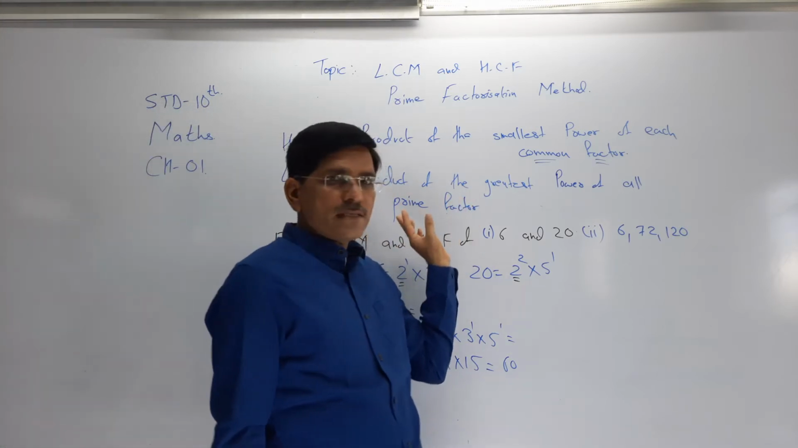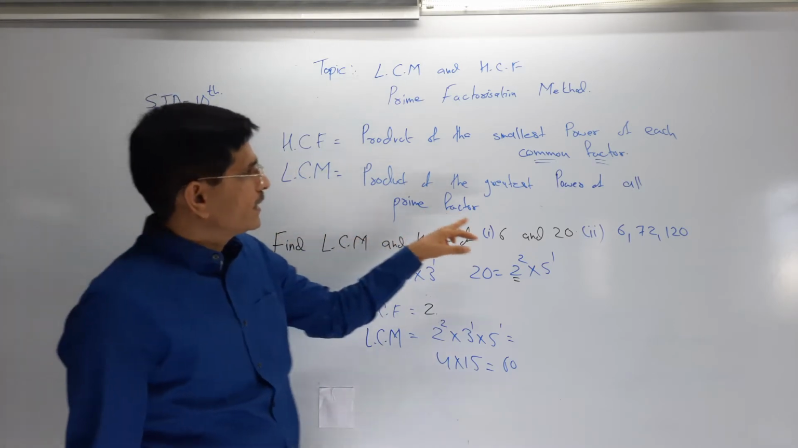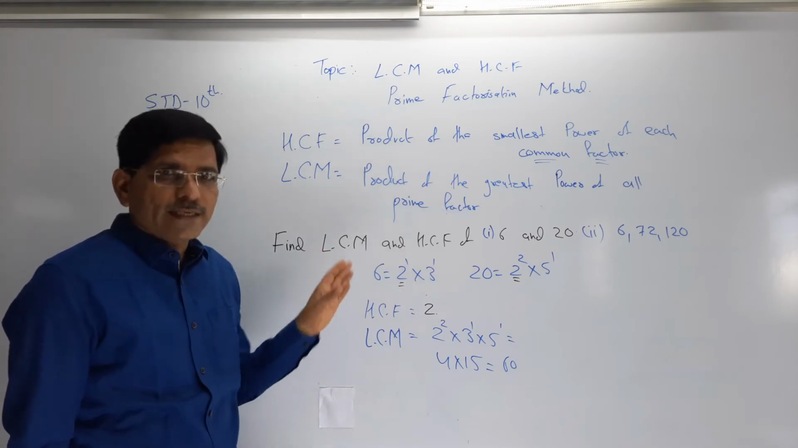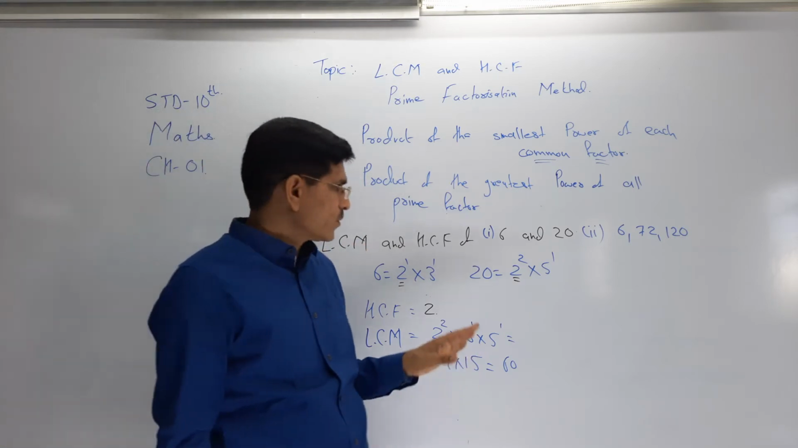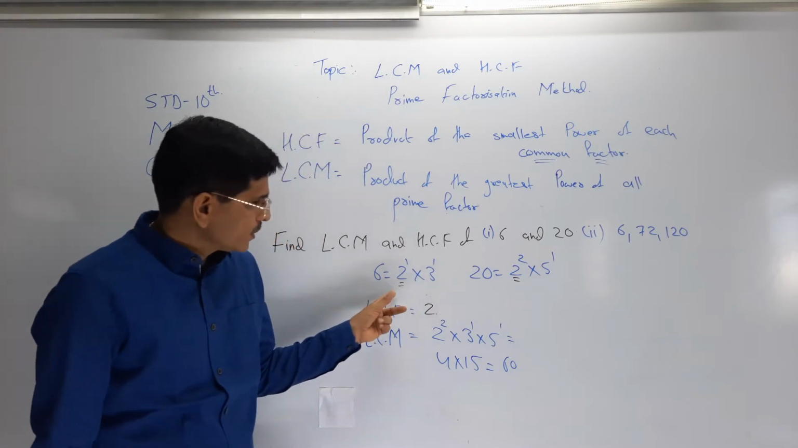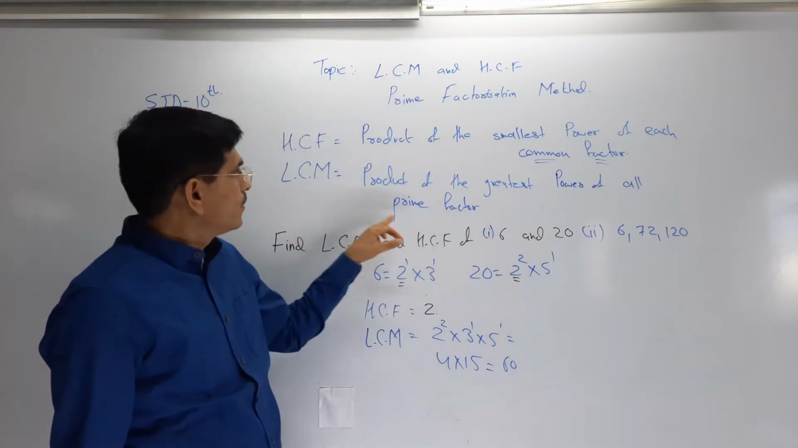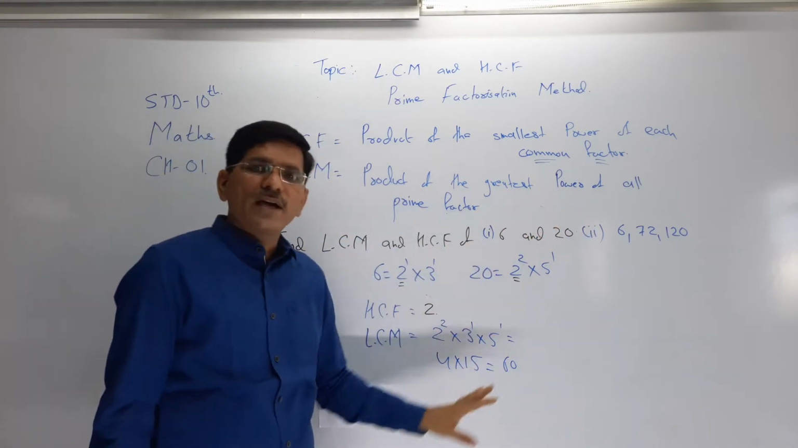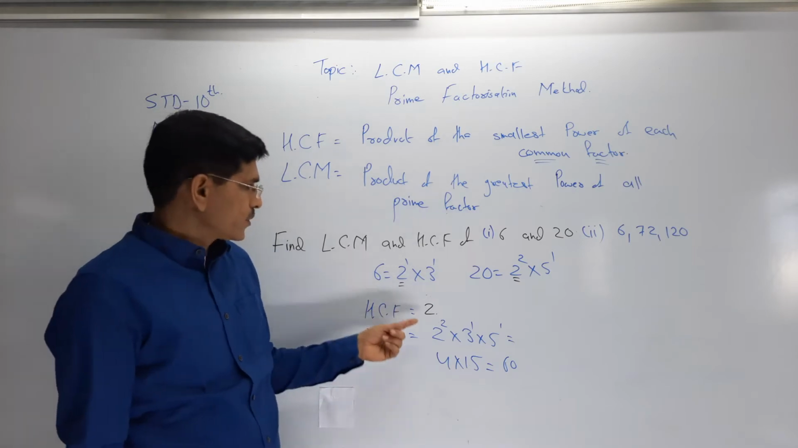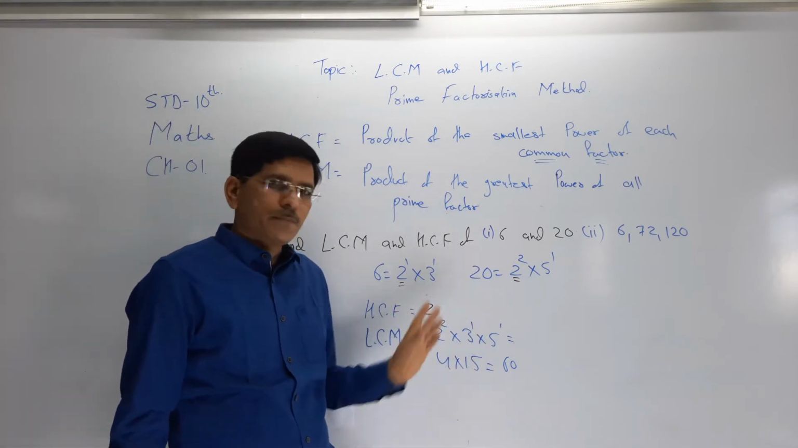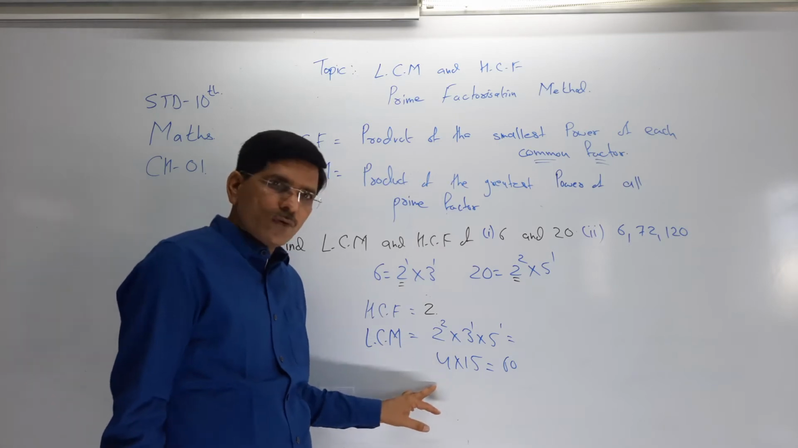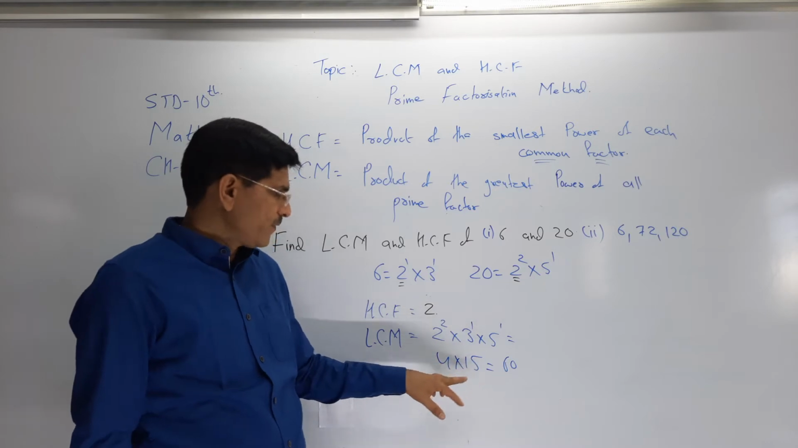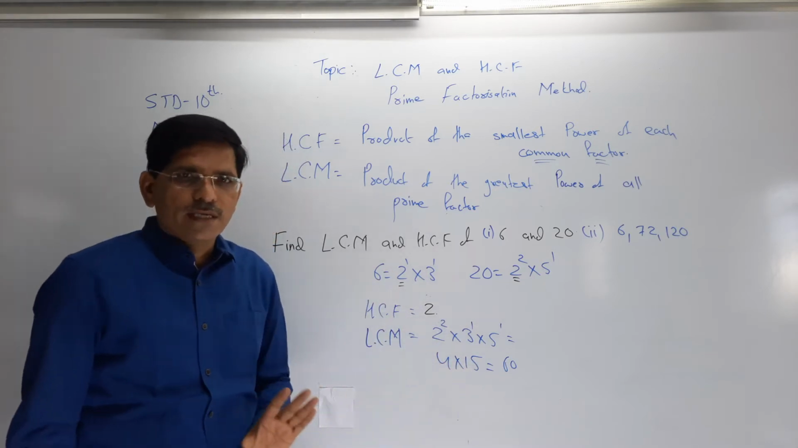Now LCM, product of the greatest power of all prime factors. Already we have written the prime factors 2, 3 and 5. Now the greatest powers: 2 to the power 2, 3 to the power 1 and 5 to the power 1. 2 to the power 2 is 4, 3 to the power 1 is 3, 5 to the power 1 is 5. 3 fives are 15, 15 fours are 60. So my LCM is 60.